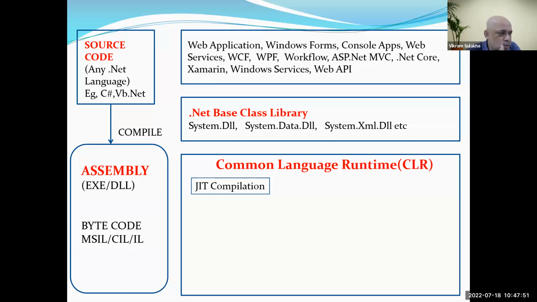So my question to you would be, if I had .NET code that was running, and I had to compare it with C++ native code, which would work faster and why? C++ would work faster. Why? Because it is already compiled into native code.